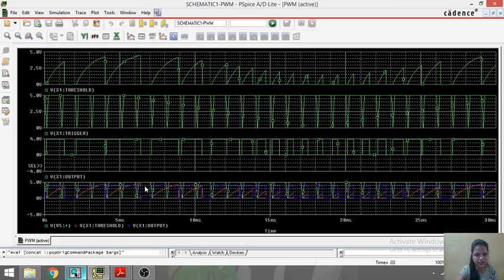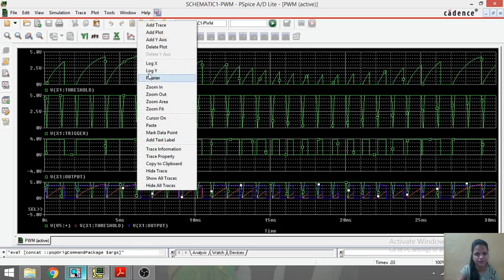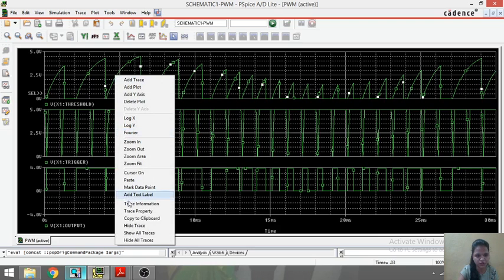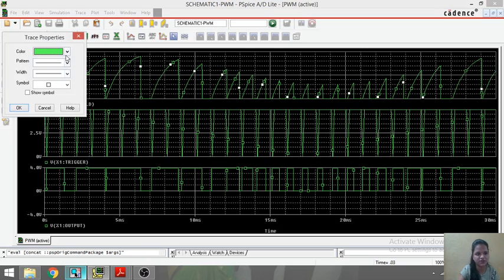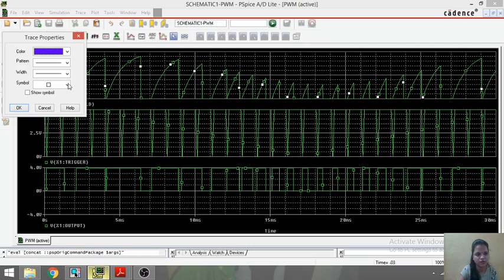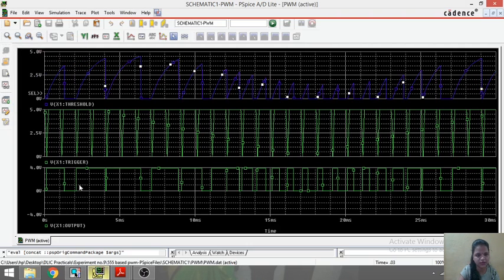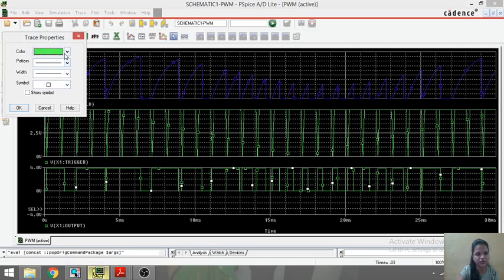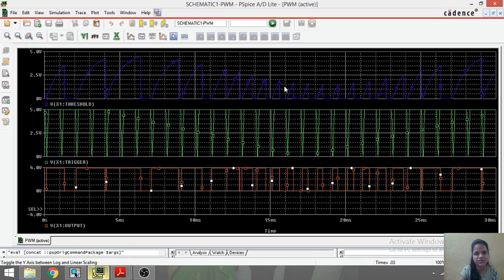So let us delete this plot to see this. So here, to change the color, go to here, trace and change the color whichever you want. So change this according to the circuit diagram. So here this is blue, this is green and here we are giving red. So go to here, trace properties, give the color. Okay, here is the capacitor voltage and here is the trigger voltage and here is the output.